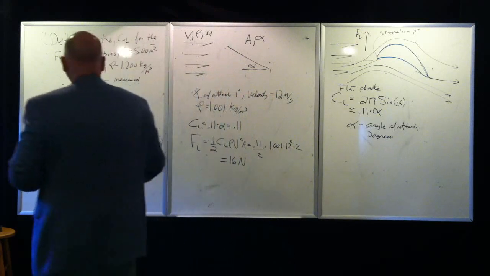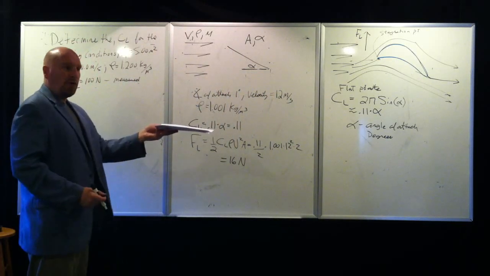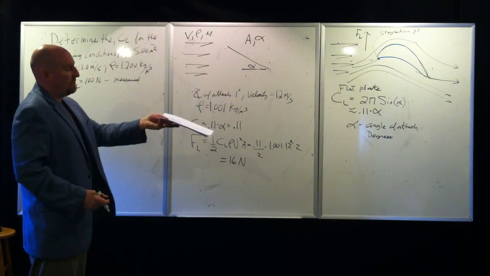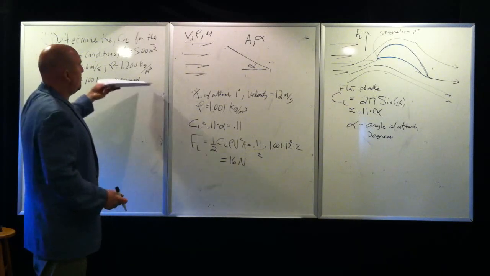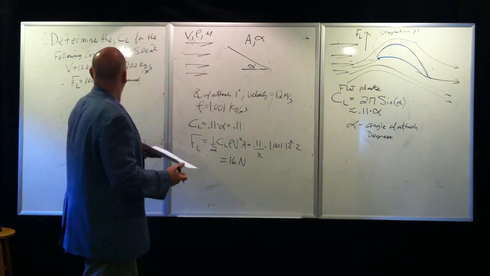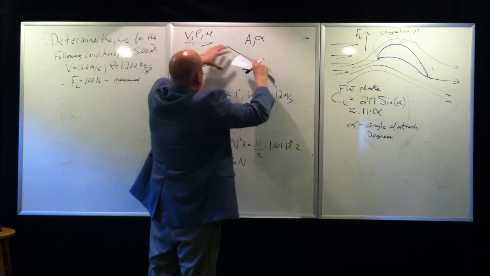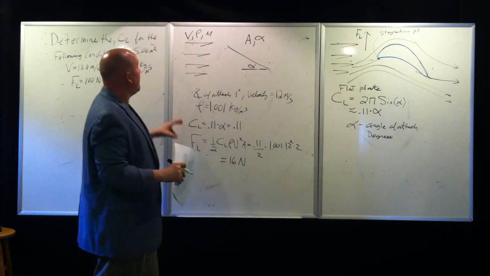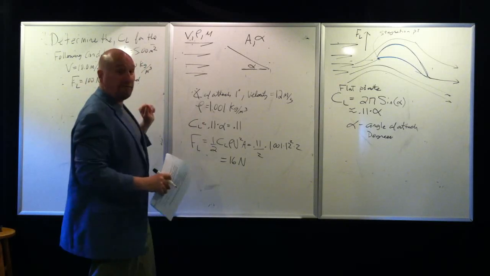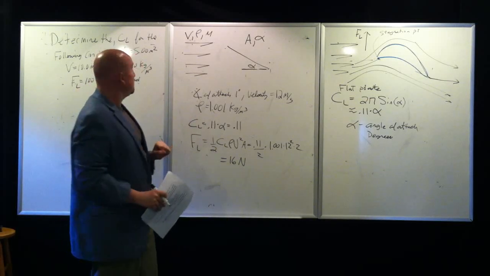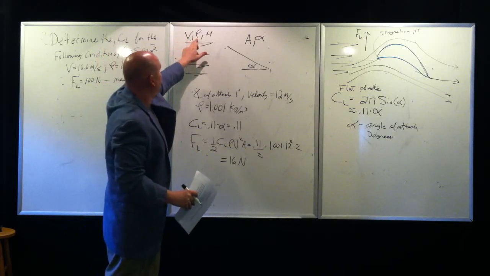So you have your airplane in a flow chamber. And then you're able to measure the force of lift of the air blowing over it. That way, you measure the actual force of lift. In this case, it's 100 newtons. You know the velocity, the density.